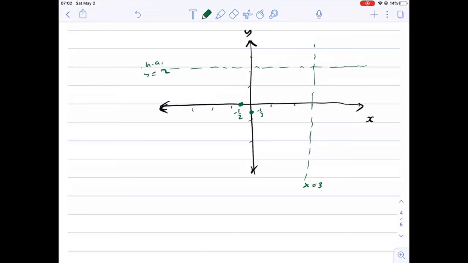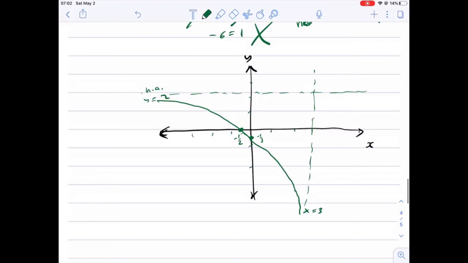Now, the graph looks like this. We connect these points, but the graph cannot touch the horizontal asymptote, so we just get closer and closer to the horizontal and vertical asymptote, but we can't touch them. So we graph the function this way. If you want to check, you just take some values of x.